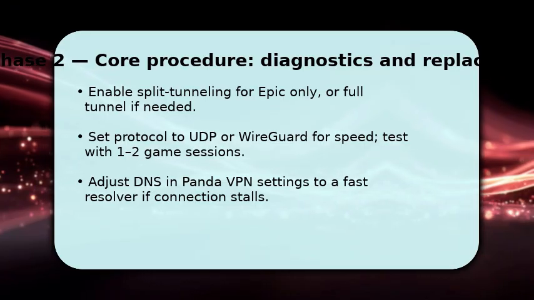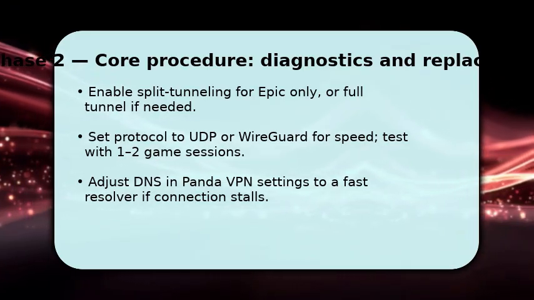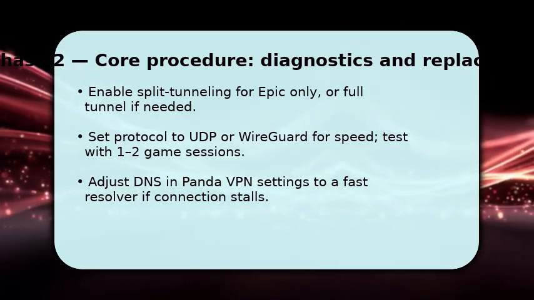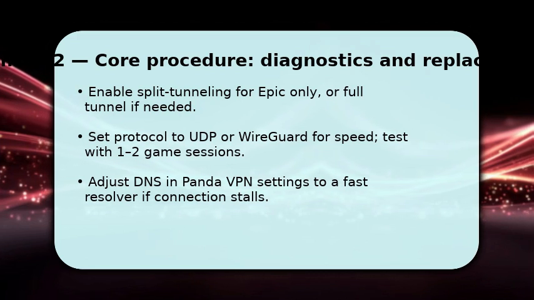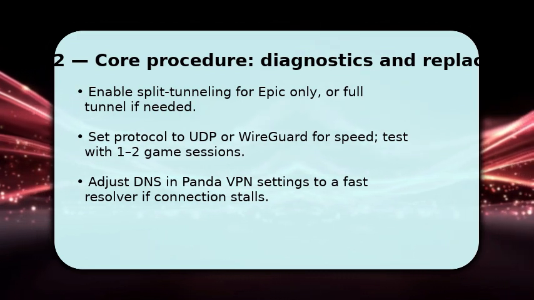If you see name resolution delays, change the VPN DNS to a fast resolver inside Panda's settings. This often resolves slow store or launcher responses.